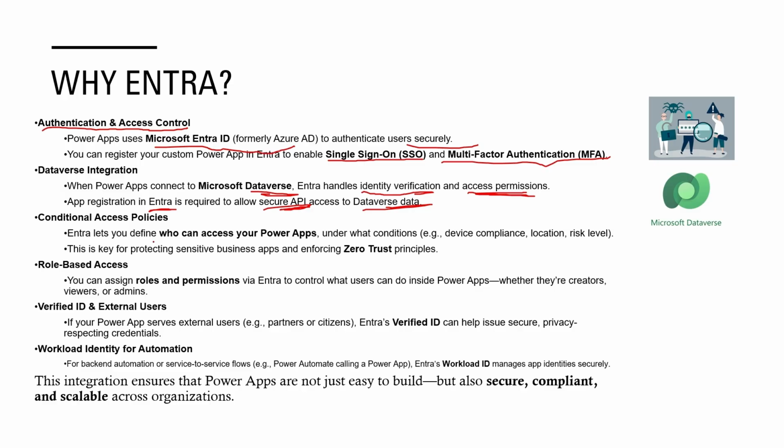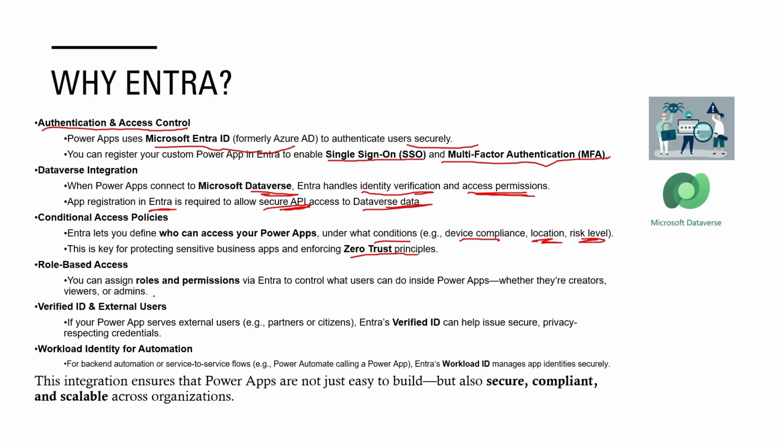Conditional access policy. It lets you decide what conditions are required for a person to access the application. Like, is the device compliant? Where is the location? What is the risk level? This sort of thing you can do. So these are the key principles of zero trust. You have to verify all sorts of things before you give access to a person. Entra does this out of the box. Conditional access policy is one of the things that Microsoft Entra is doing.